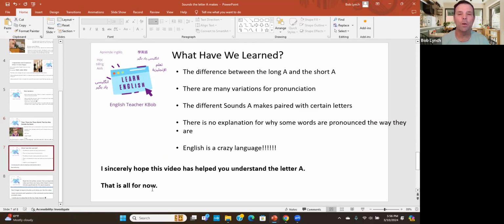So what have we learned? The difference between the long A and the short A. There are many variations for pronunciation. The different sounds A makes paired, not compared, but paired with certain letters. There is no explanation for why some words are pronounced the way they are. English is just a crazy language. So that's really all I can tell you.